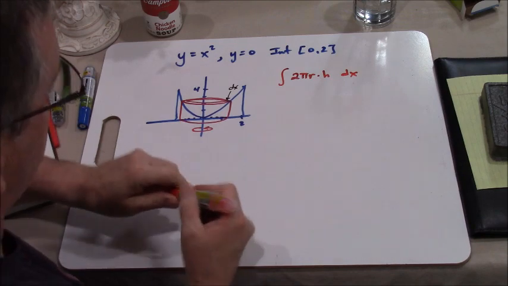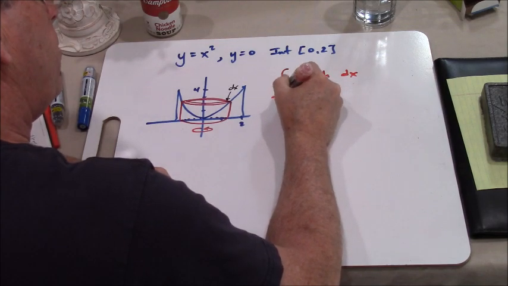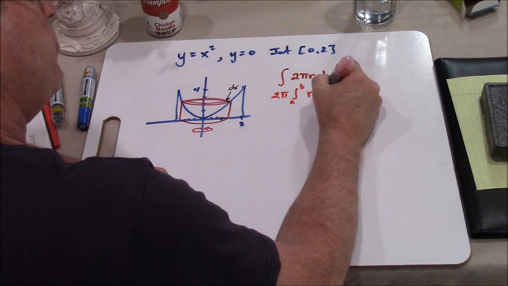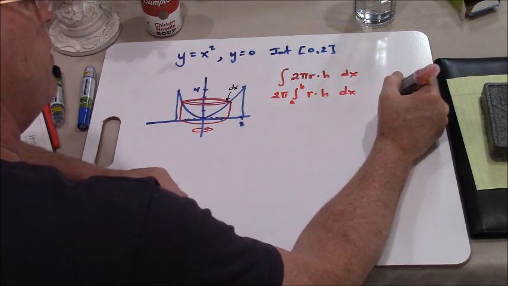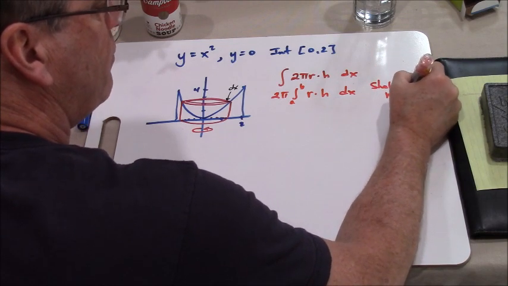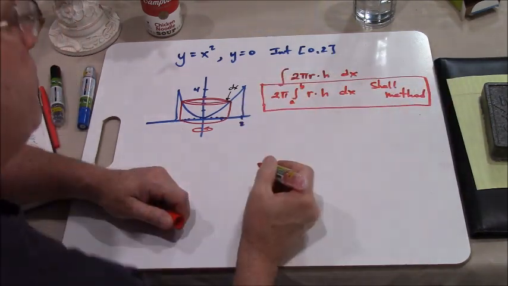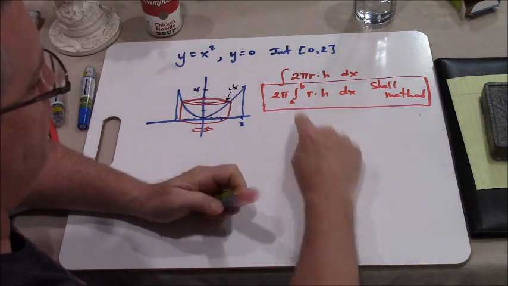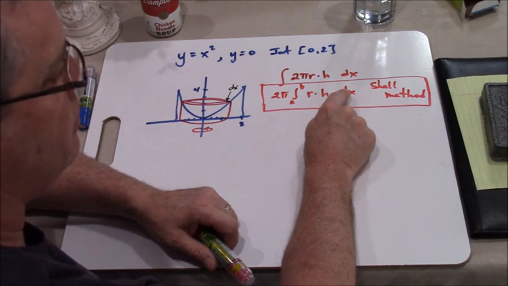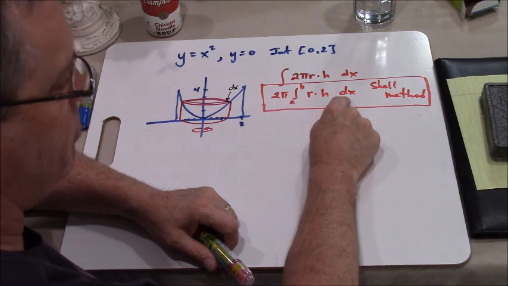So what I'm going to do to start is move that 2 pi to the outside because it's just a number. So I've got 2 pi times the integral from a to b, r times h, and then dx. This right here is our formula for the shell method. What I need to do now is find an expression for the radius in terms of x and the height in terms of x. And I need my a and b values to be in terms of x as well.